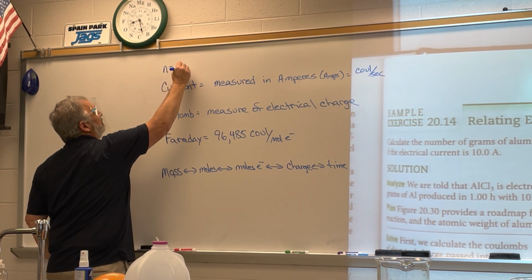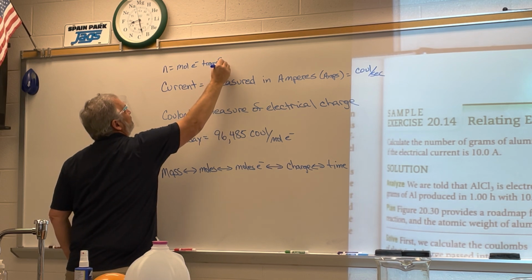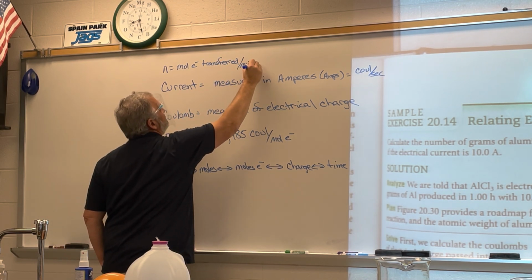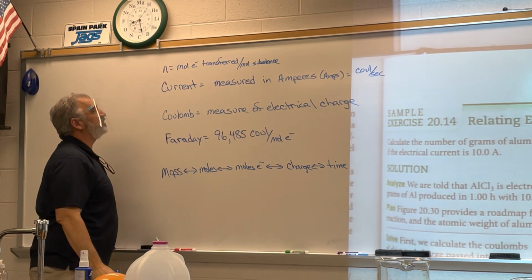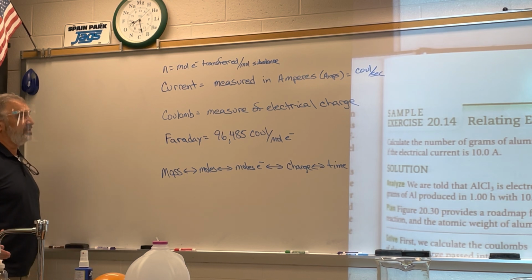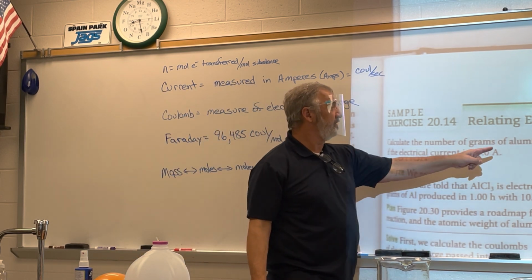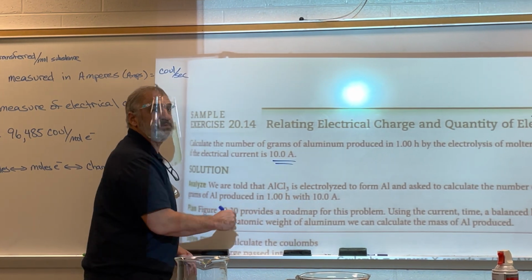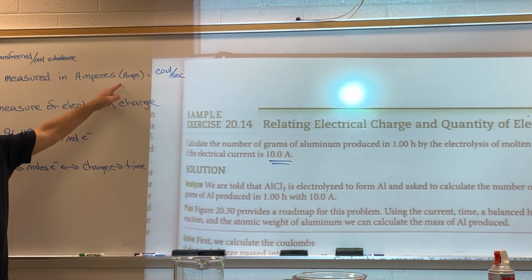N is equal to moles of electrons transferred per mole of substance. So those are all just going to be our units. When I'm looking at this one, the question's asking for grams, so I'm going to start over here with time. And the current is always going to be given. This A stands for amps, which means coulombs per second is the actual unit on it.